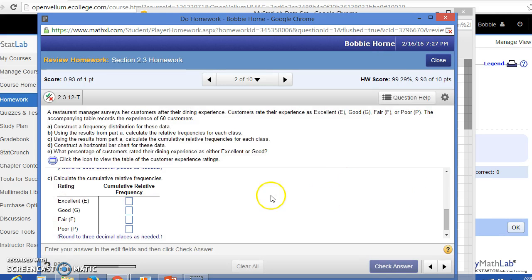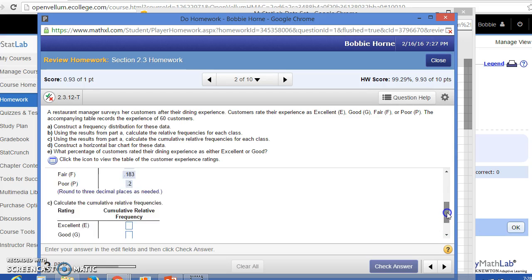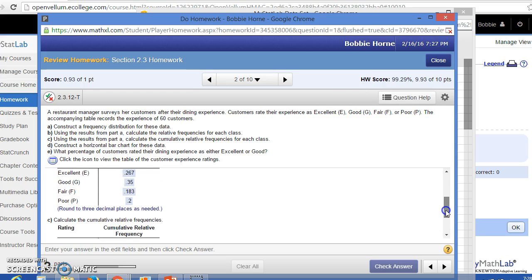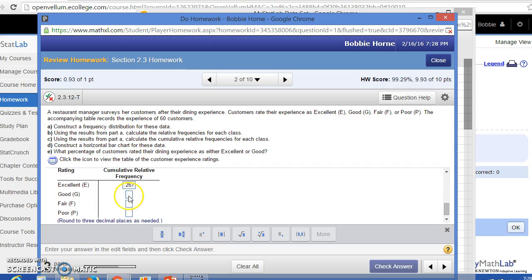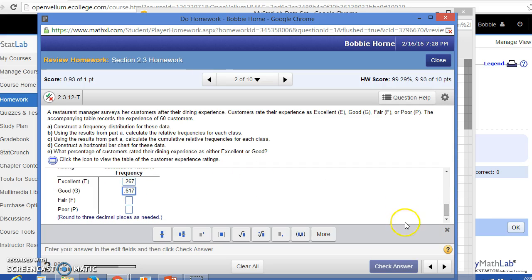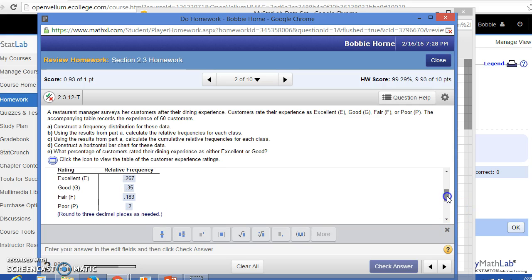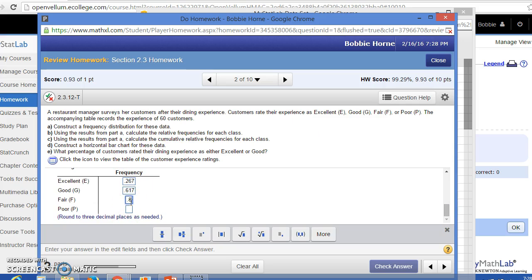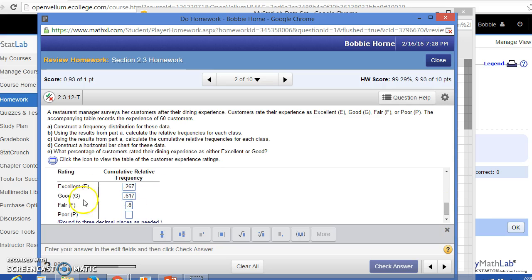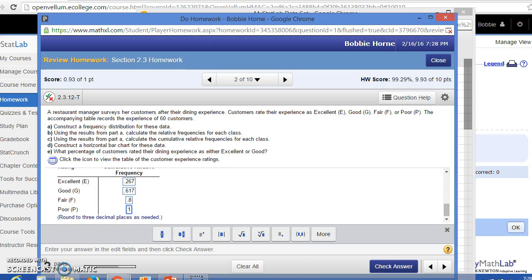Okay, and then you have cumulative relative frequency. So what we'll do is we will add those together as we go. The first one is excellent, so that is 0.267. And then the next one is good. So we will add 0.267 with 0.35, and I believe that will be 0.617. And then to get fair, we will add 0.617 with 0.183, which is 0.8. And then add 0.8 with 0.2, which is 1. And it will always add up to 1 or 0.999.